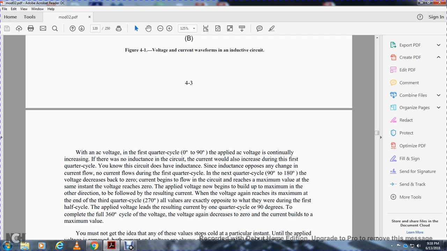The current begins to flow in the circuit and reaches its maximum value just as the instantaneous voltage reaches zero. The applied voltage now begins to build up to a maximum in the other direction, followed by the resulting current, until the voltage again reaches maximum at the end of the third quarter, at 270 degrees of the cycle.